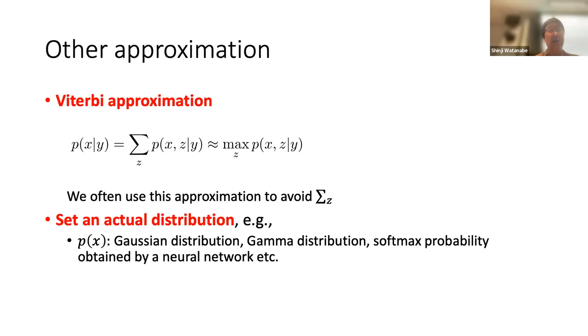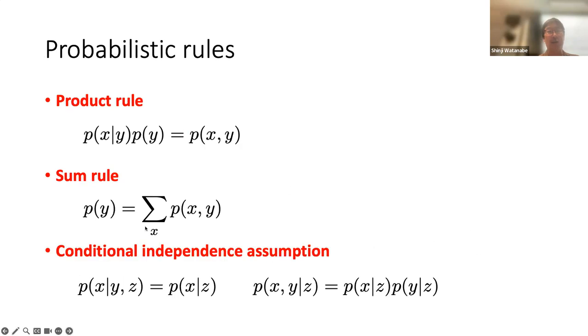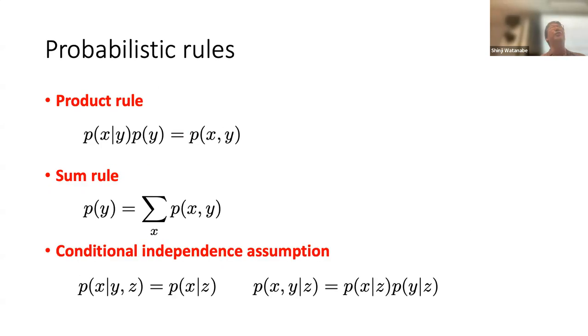And the last approximation is, probably many people are familiar with this, P(x|y) or P(x|z). This is still just an abstract probability, right? We want to make it our actual problem. In this case, we, for example, set a Gaussian distribution, gamma distribution, or neural network to set the actual distribution. This part is probably what people care about most these days. But anyway, this part and the Viterbi approximation are other approximations that just play with the formulation. We're just using these three rules.